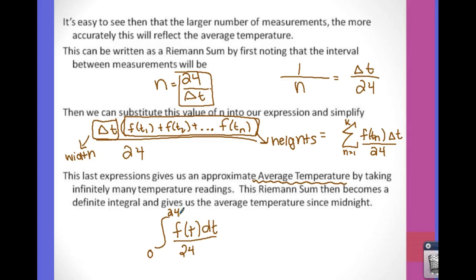What can I do to that constant that we have in the bottom of the denominator? Bring it out, right? So when you have constants, we bring them out. So I could actually bring it out as 1 over 24, 0 to 24, f of t dt.